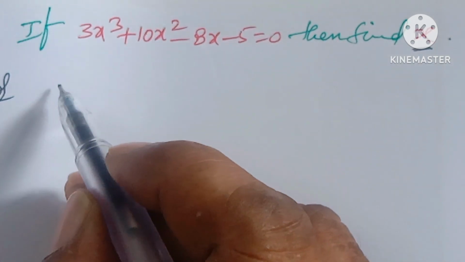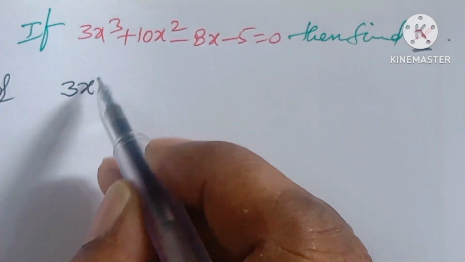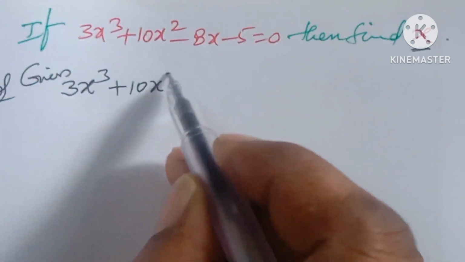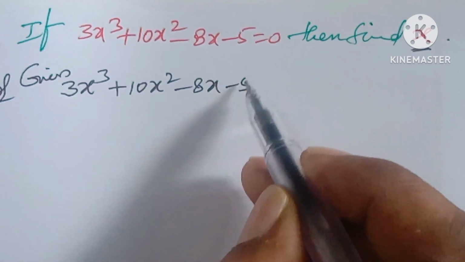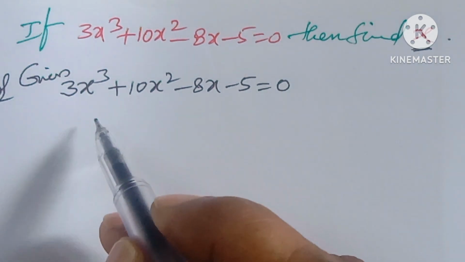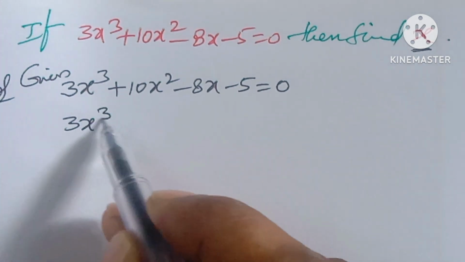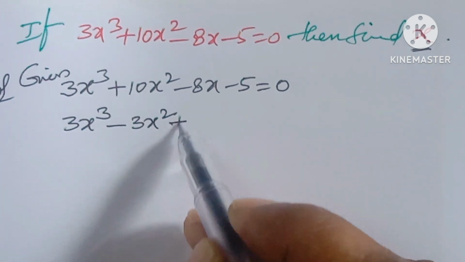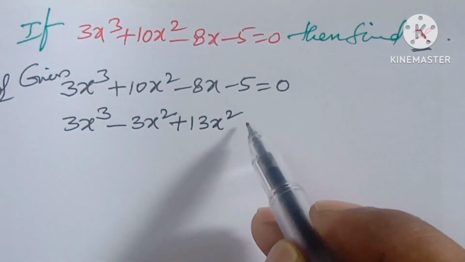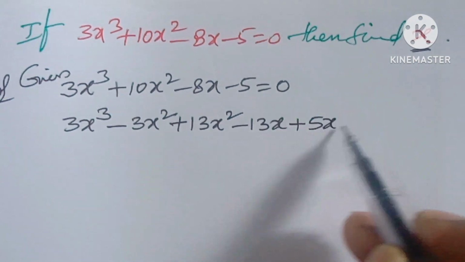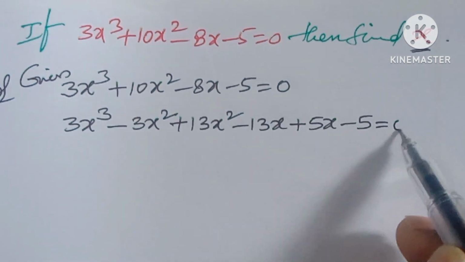So here, how to solve this? Given 3x cube plus 10x square minus 8x minus 5 equal to 0. Here you are doing the problem logically. So here, 3x cube minus 3x square plus 13x square minus 13x plus 5x minus 5 equal to 0.